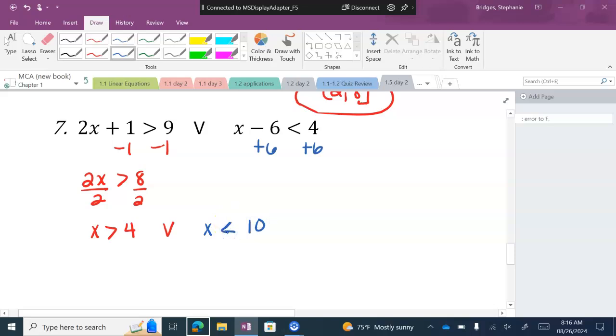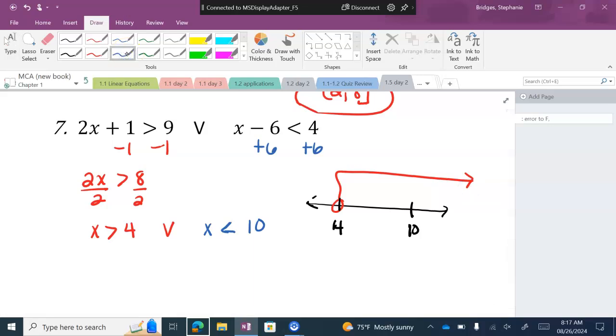Did everybody get x is greater than 4 or x is less than 10? 4 is the smaller number, so it goes on the left. All right, greater than 4 is open and going to the right. Less than 10 is open and going to the left. Remember, the word is or, so I only have to have one of them true. So starting at the left side, do I have at least one of my inequalities through here? Yeah. So shade there.